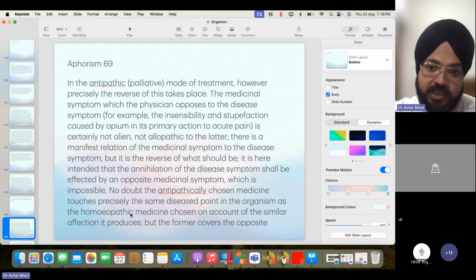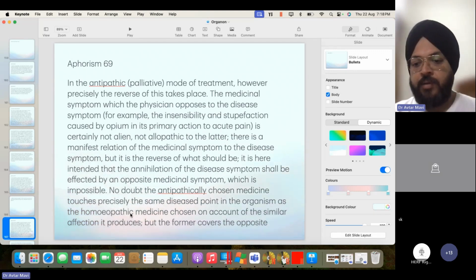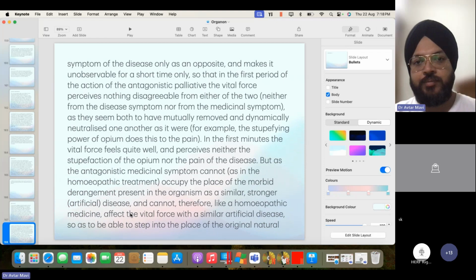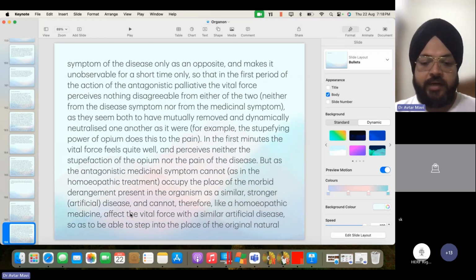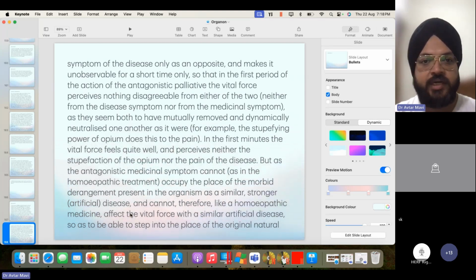It is acting on the same disease point in the organism as the homeopathic medicine chosen on the count of similar affection it produces. But the former covers the opposite symptom of the disease only as an opposite and makes it unobservable for a short time only. So for the patient and for the physician, the symptom becomes unobservable for a short time, but it is always there. So that in the first period of the action of antagonistic palliative, the vital force perceives nothing disagreeable from either of the two, neither from the disease symptom nor from the medicinal symptom.